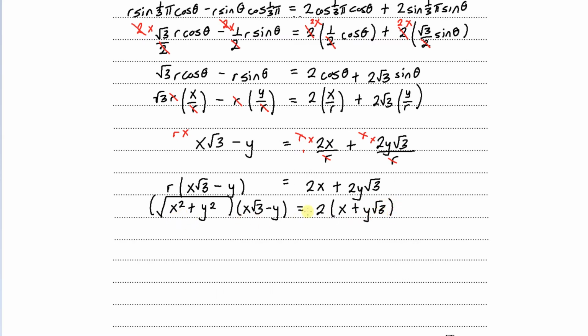Alright, so what we now have is actually the answer, and we can write it down as required by the question in the order that the question gives. So it's 2 of x plus y root 3 is equal to x root 3 minus y bracket and the root x squared plus y squared. And that's the answer right here.